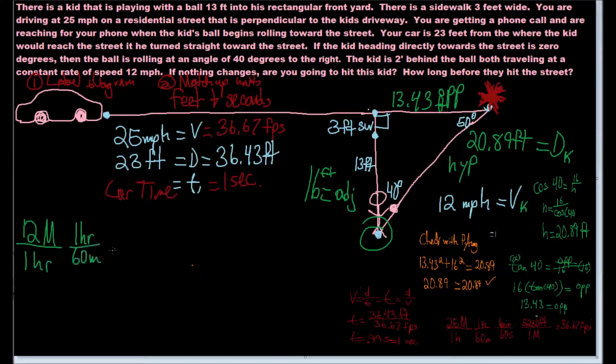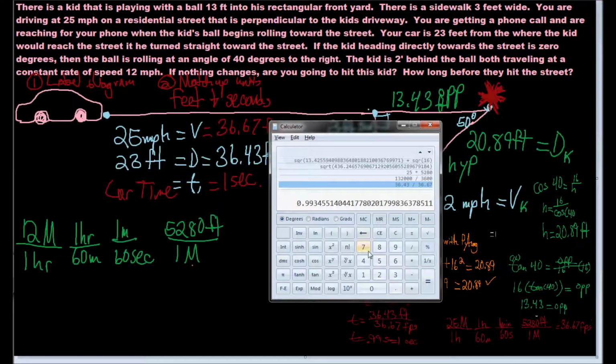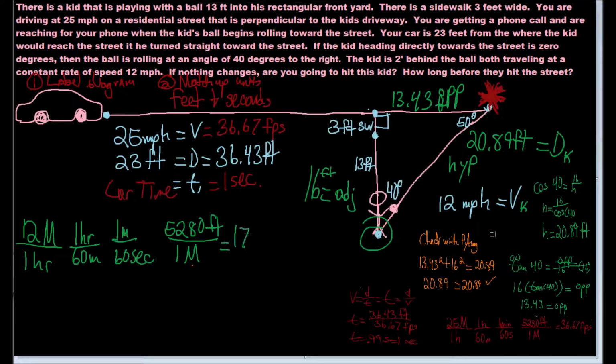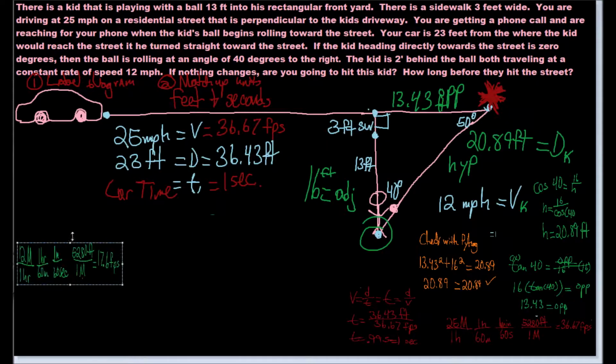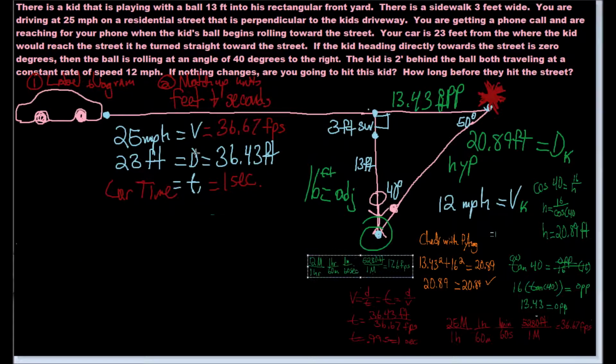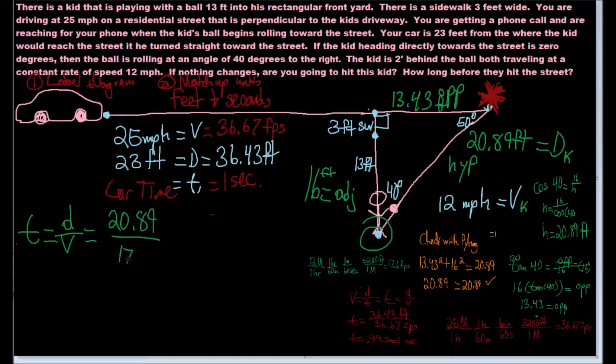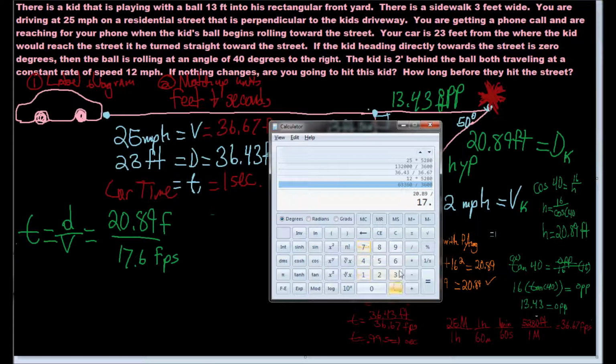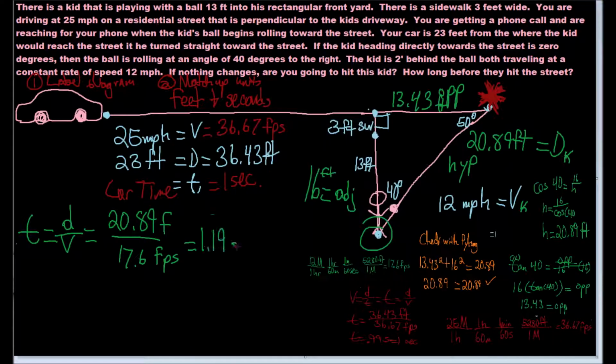Once you know that the car gets there in 1 second, you need to find out, is the kid there at the same time? So what you're going to do is convert that 12 miles per hour into feet per second for the kid. Once you find that out, again, same process, you get 17.6 feet per second. You take that 20.89 feet and you divide that by 17.6 feet per second, and you find out that the kid gets there in 1.19 seconds.